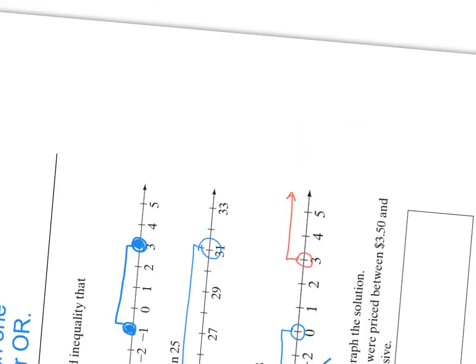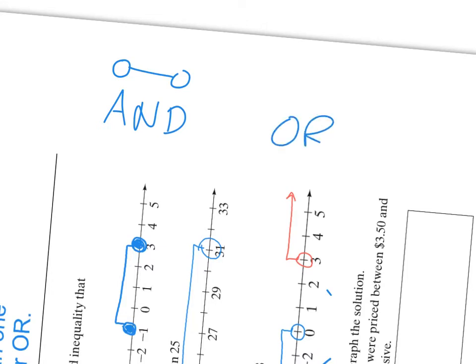So we may have noticed a pattern, but when you use the word and, there's a good chance that you're going to connect the dots like this. And when you use the word or, there's a good chance you're going to have a split like that. Now, I'm not saying that's 100%, but most of the time, it's going to be like this.